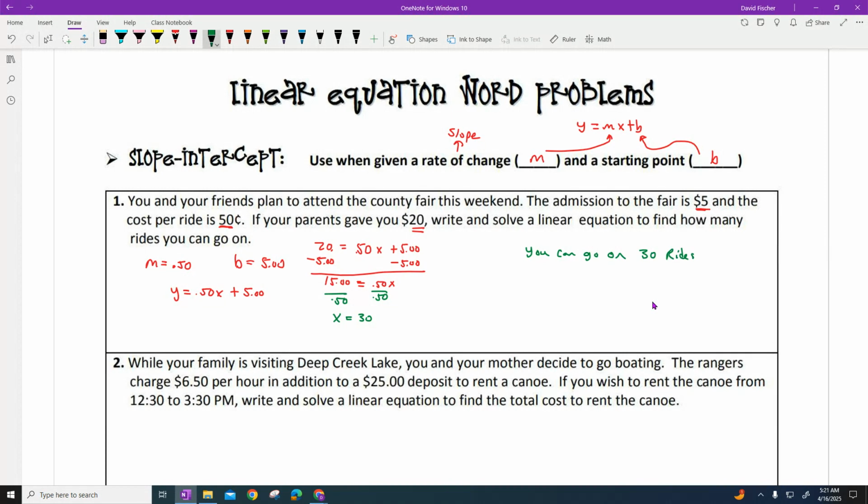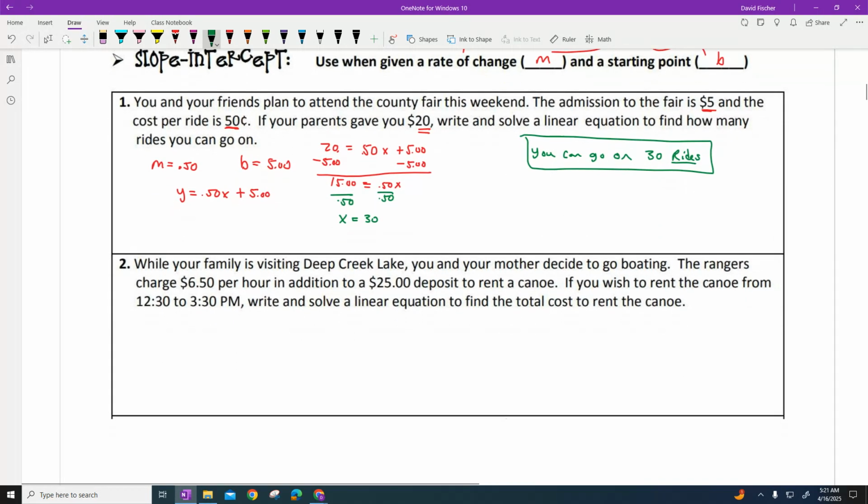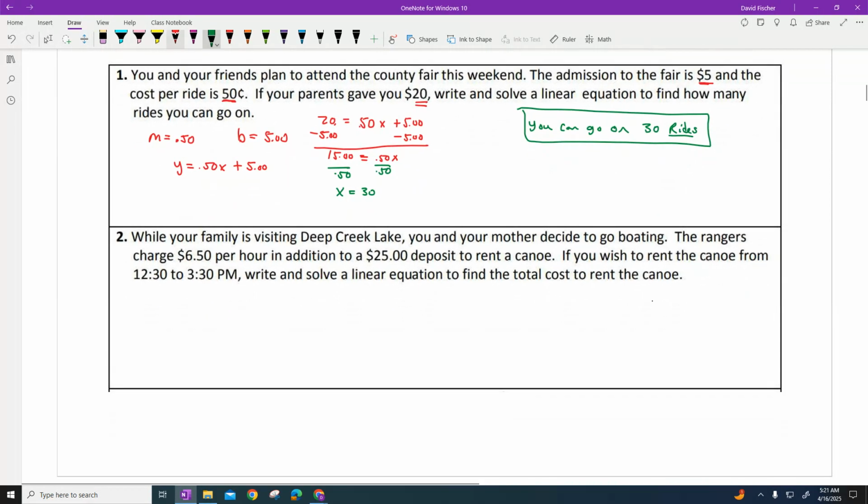Not only do you have to answer the question, but you have to have units. In this case, rides is my units. Okay? And you have to answer the question with words. Alright, so let's see if we can identify the m and the b in this one.